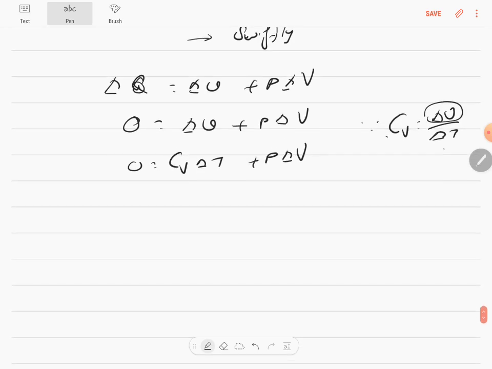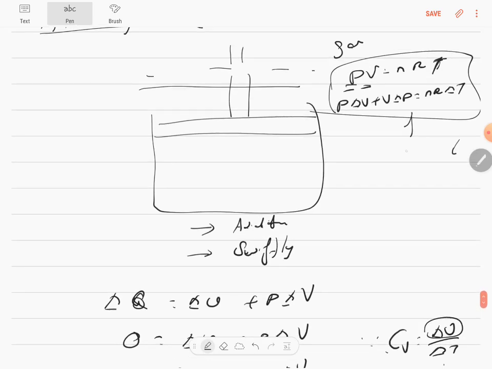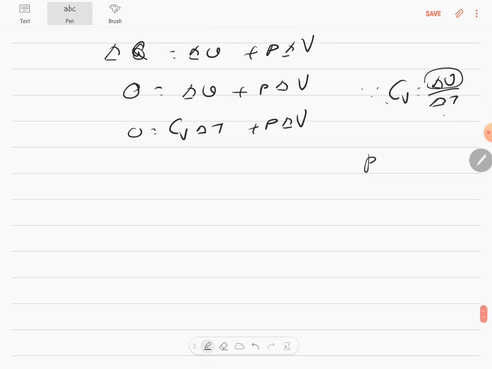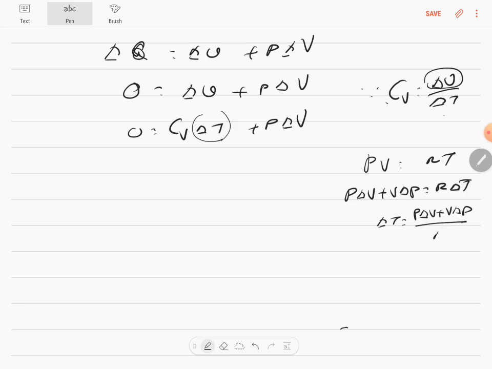Correct? And now take PV is equal to nRT, this equation that we found. Consider n to be just 1 mole, and then you're going to differentiate this. So P into delta V plus V into delta P is equal to R into delta T. From this you write what delta T is, because we're going to substitute for this delta T. So delta T is equal to P into delta V plus V into delta P, by R.